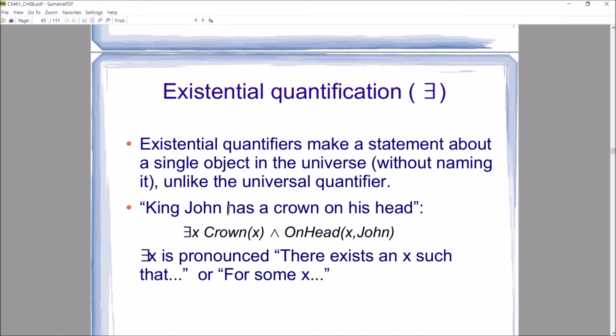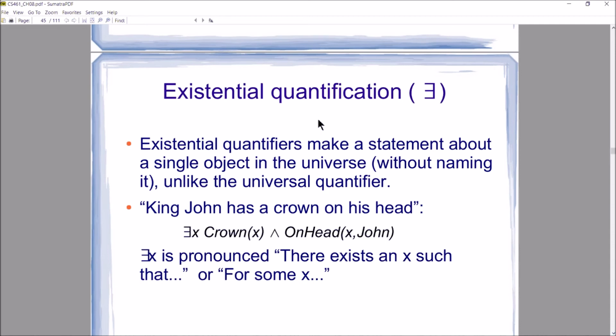All right, so let's talk about existential quantification. This is different in that you're not talking about everything that could be in the universe. You're making a statement about one thing, and you're not giving it a name. You're not spelling it out. You're not saying John, or Tim. You're just saying there is this thing in the universe that has this property.